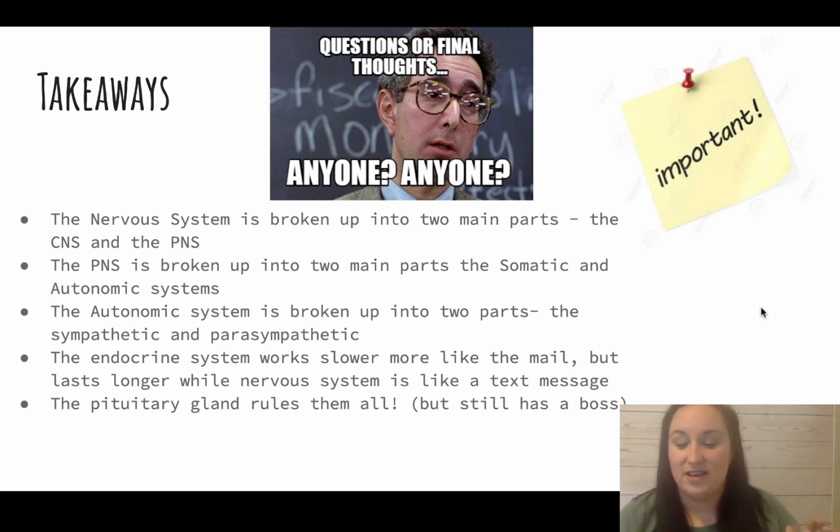And then we have the endocrine system, and the endocrine system works slower than the nervous system, more like the mail, and the nervous system is more like a text message. But the endocrine system lasts longer because it goes slower. And then the pituitary gland rules them all. So that's about it. And then who rules the pituitary gland, actually? Hypothalamus.